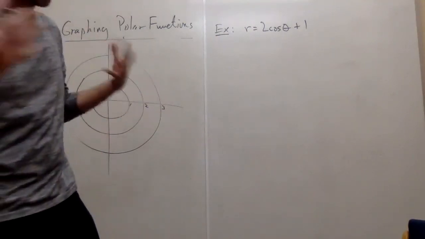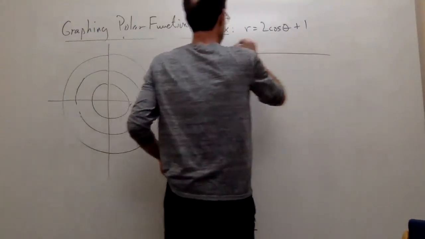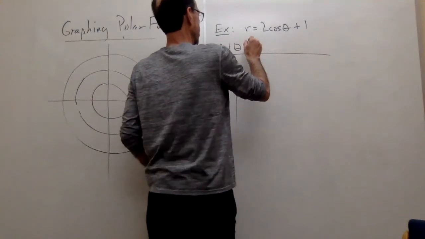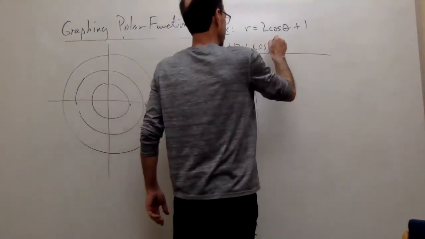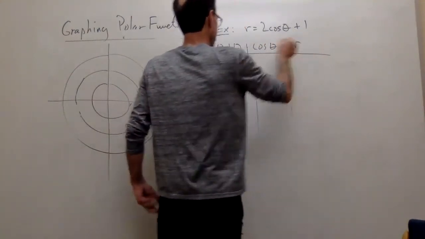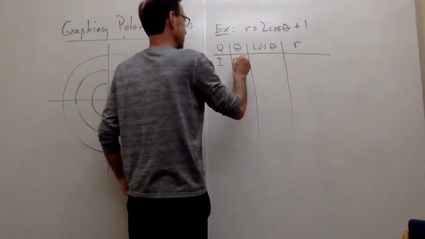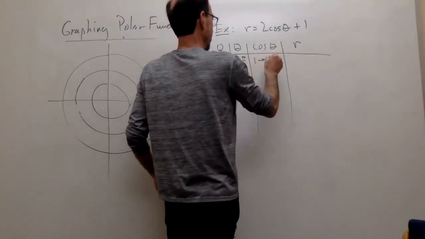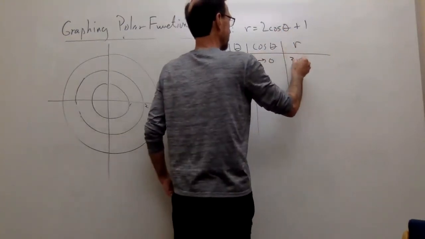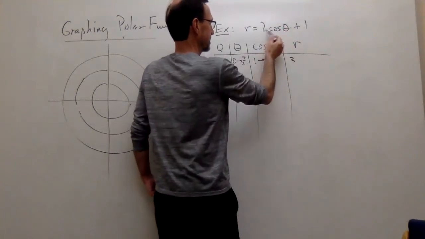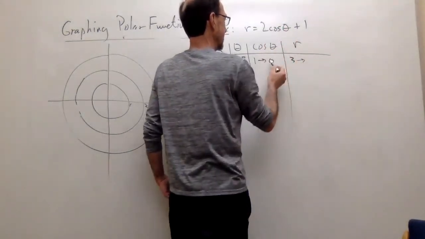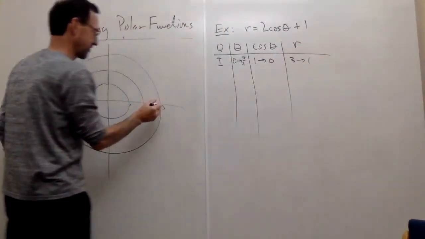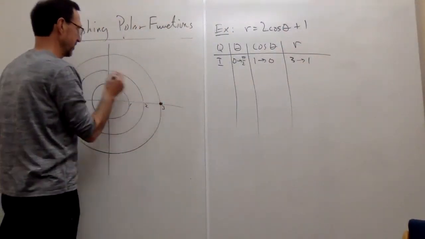Again, we're going to analyze quadrant by quadrant. So the same table of values. So we have theta, this time cosine theta, and then finally r. So quadrant 1, theta goes from 0 to pi over 2. Cosine goes from 1 to 0. R goes from 3, if cosine is 1, 2 plus 1. And cosine is 0, it goes down to 1. So we start at 3, we end up at 1.